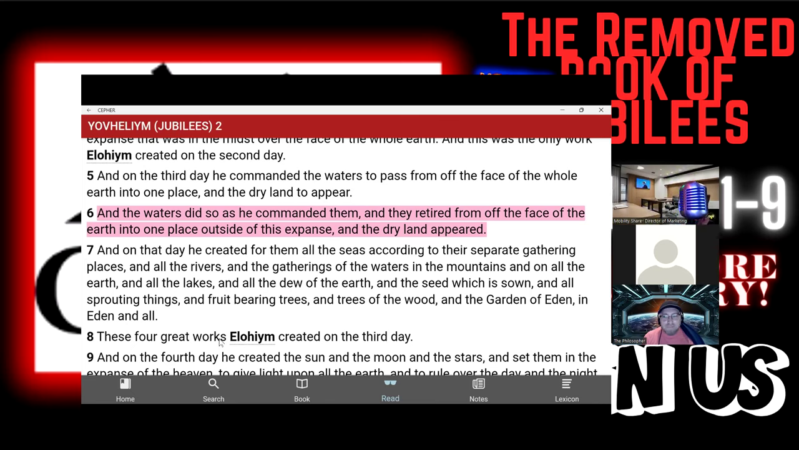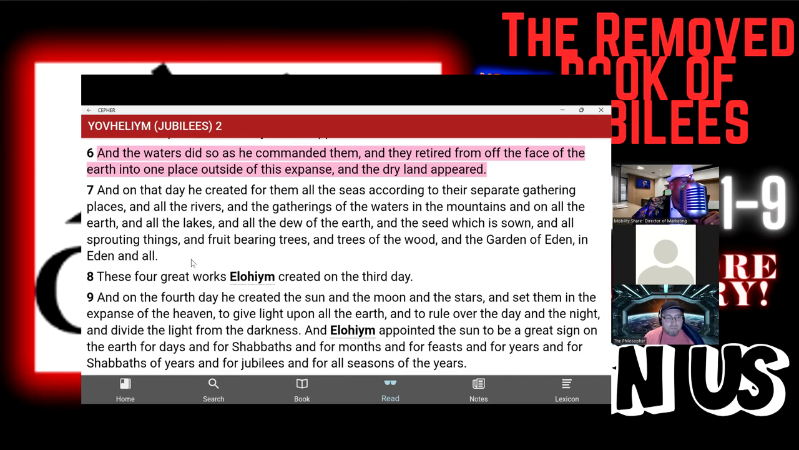And on that day, he created for them all the seas according to their separate gathering places, and all the rivers and the gatherings of the waters in the mountains and on all the earth and all the lakes and all the dew of the earth and the seed which is sown and the sprouting things and the fruit bearing trees of wood and the Garden of Eden and all. These four great works Elohim created on the third day.